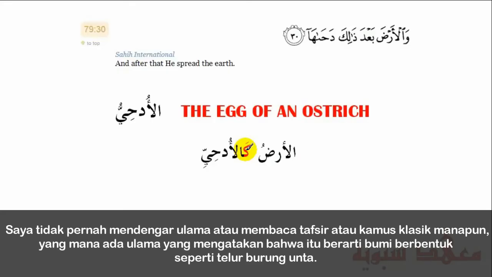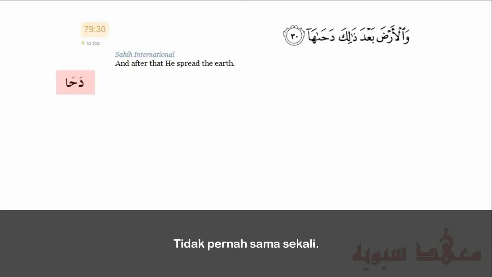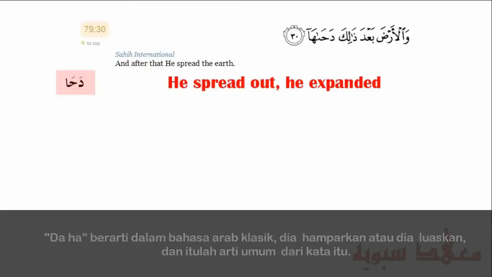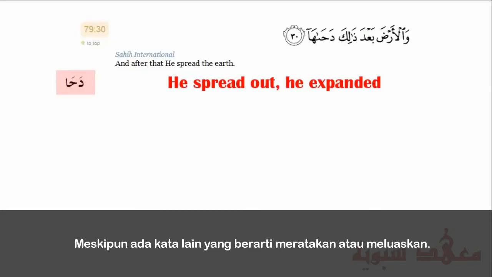I have never heard any scholar or read any tafsir or classical dictionary where the scholar says that it means that the earth is shaped like an ostrich egg. Never. Daha means, in classical Arabic, he spread out or he expanded. And that's the general meaning of it. Although there are other words to mean to spread out and to expand. So the point is, what's the difference between this word and other words?